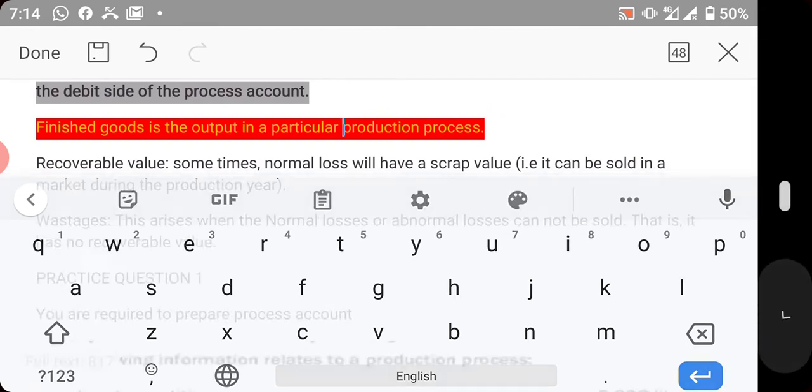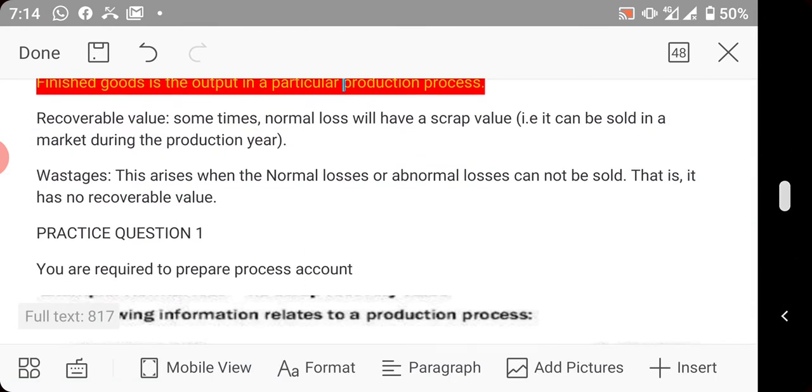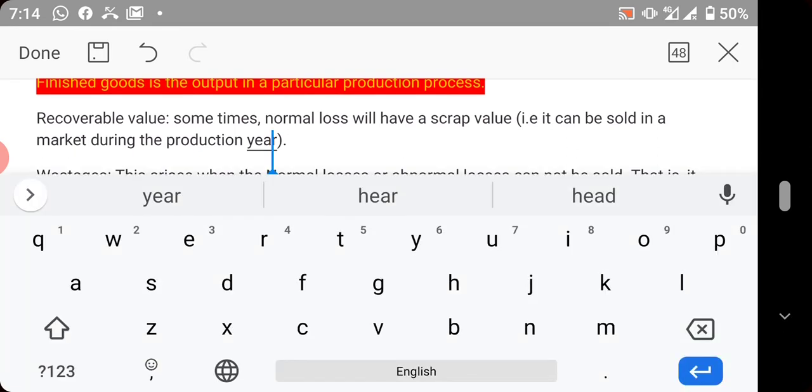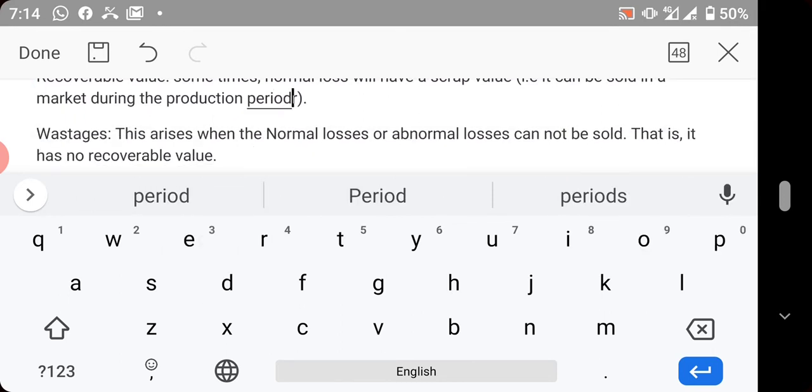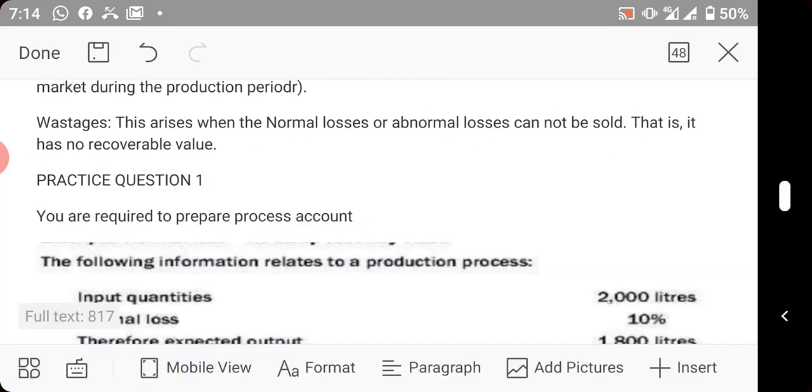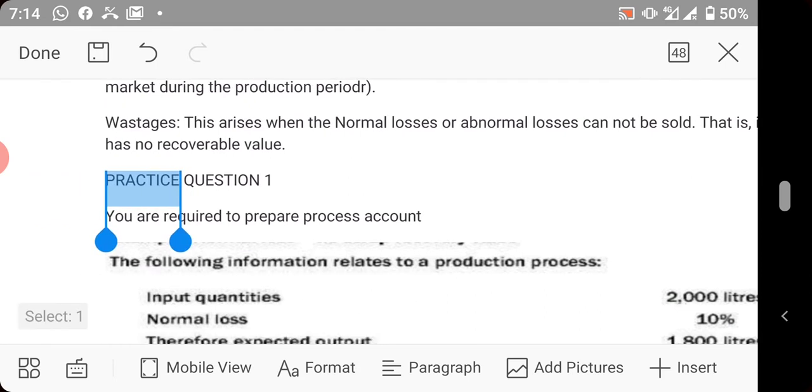Good. So we'll continue. So we now have recoverable value. Sometimes normal loss will have a scrap value. That is, it can be sold in a market during the production period. Now, wastage. What is wastage? This arises when the normal losses or abnormal losses cannot be sold. That is, it does not have recoverable value. You understand? Good.